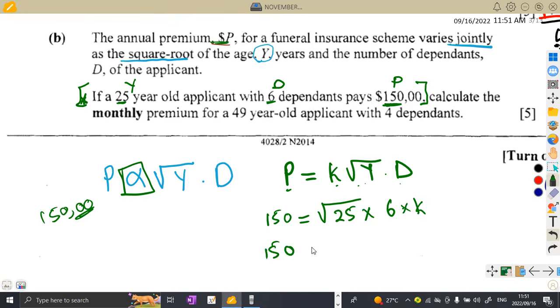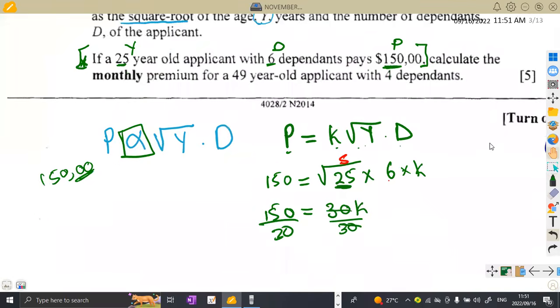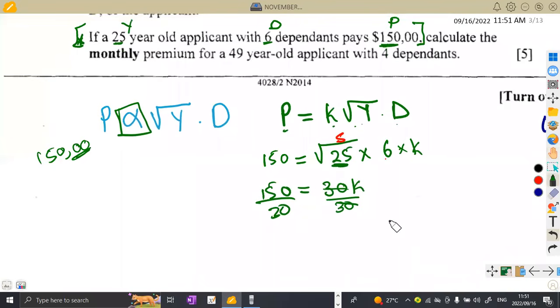So 150 is equal to the square root of 25, which is going to give us 5. And 5 times 6 here, which is going to give us 30. So we're going to have 30k. So to find k, we can divide by 30. We can divide by 30 here. This can cancel. So therefore, we can have our k here. If we cancel, our k is going to be 3 into 15, which is 5.